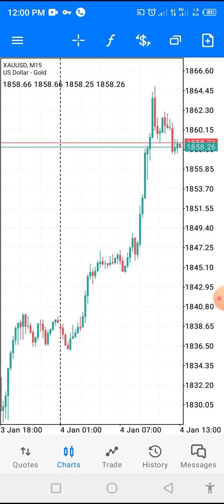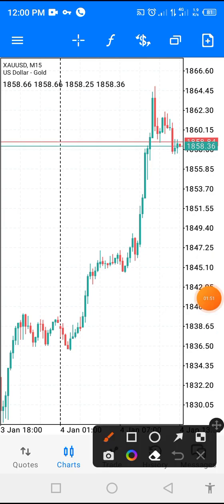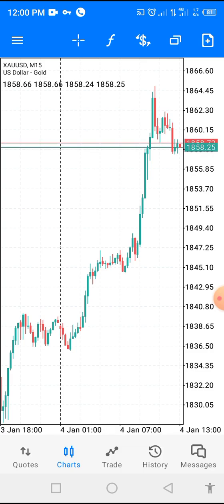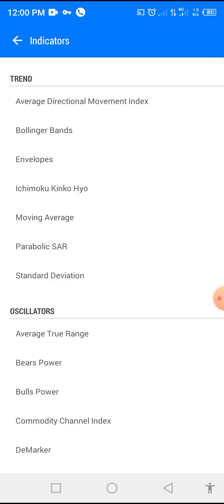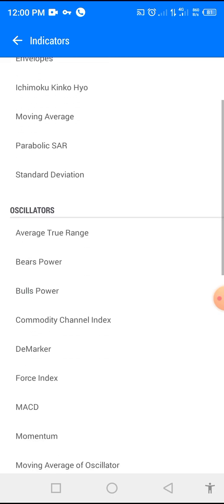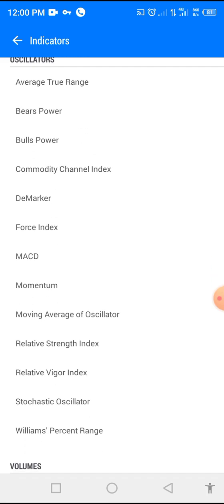You come to your F sign. Yes, this is your F sign. So you click on your F sign, then you click on indicator. The first indicator we'll be adding to our charts is the RSI, the relative strength index, which is this one.